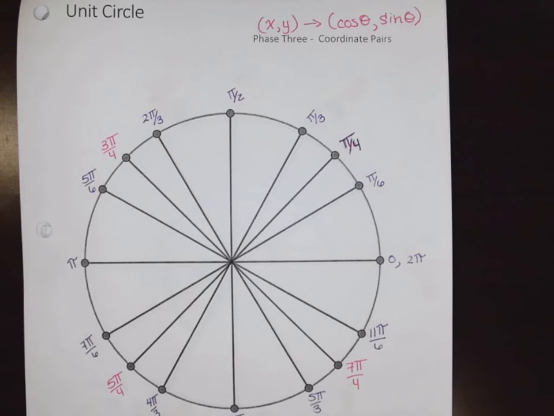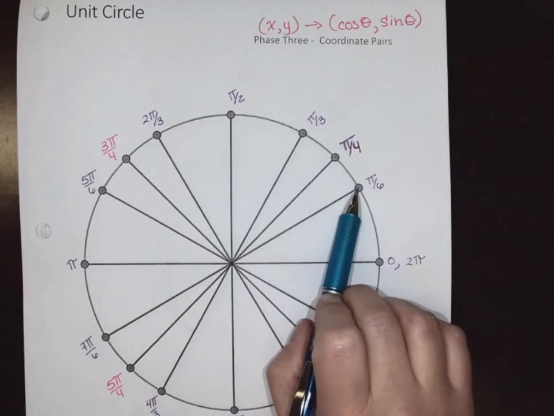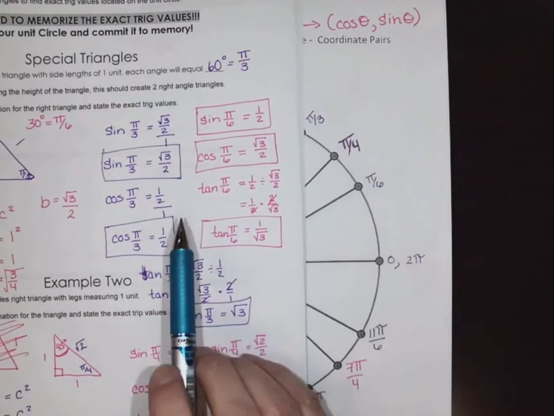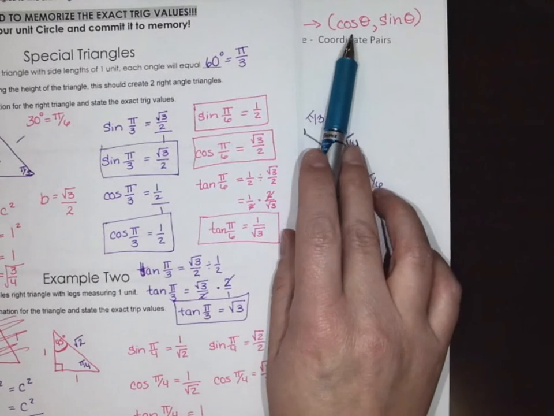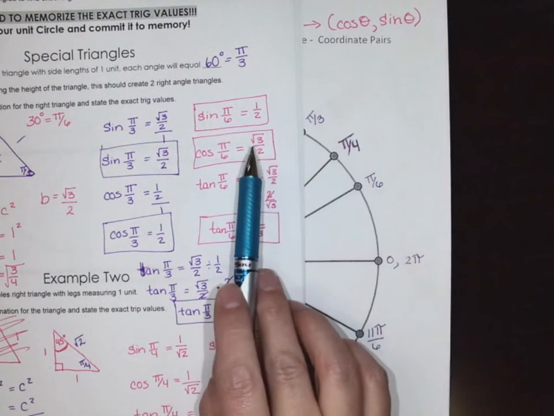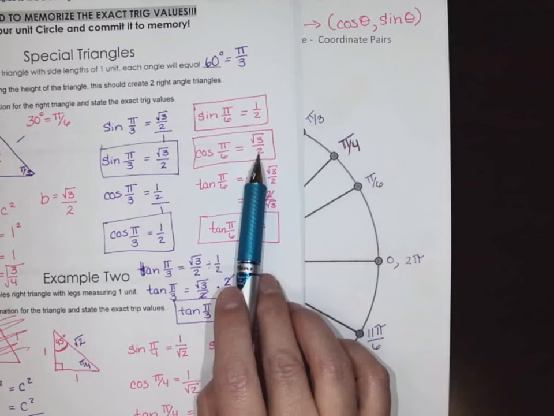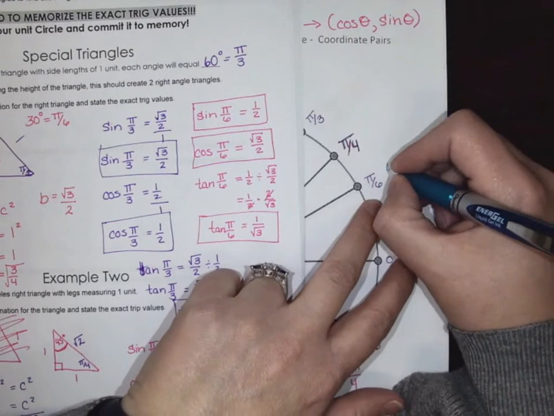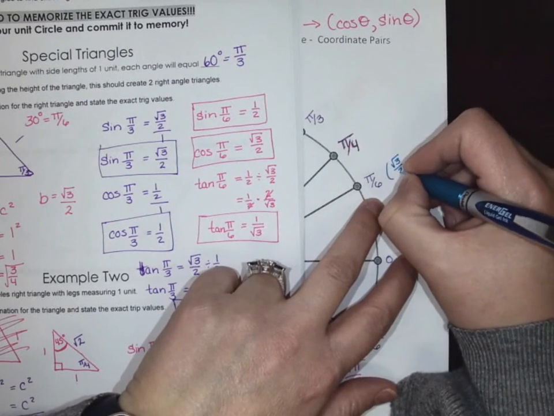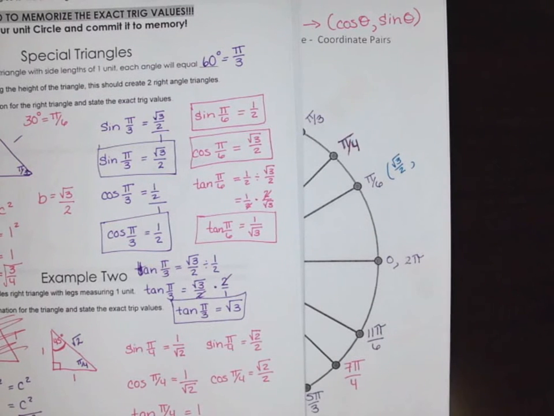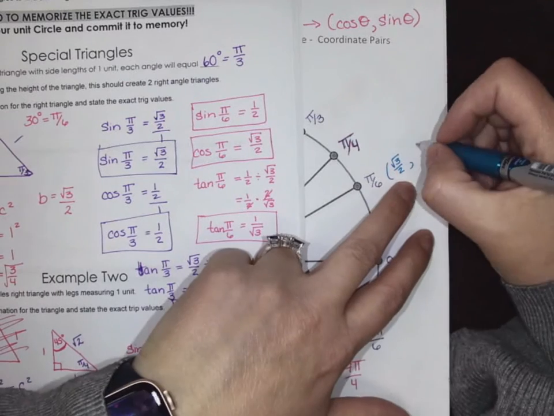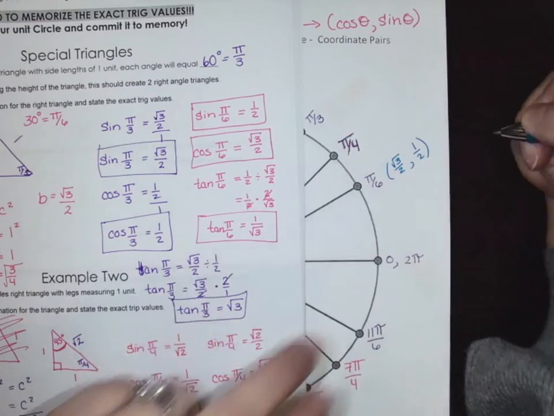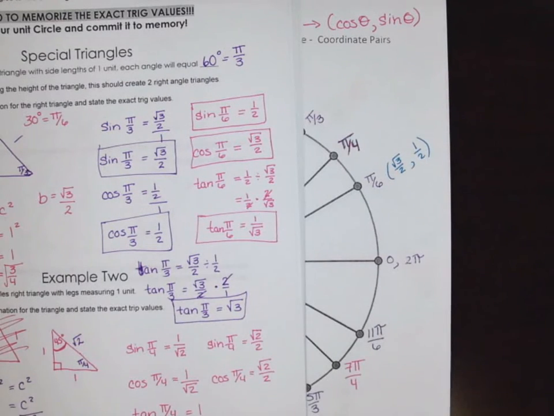We'll get through this. Okay, pi over 6. At pi over 6, what comes first? Cosine. So what's my coordinate of the first one? Root 3 over 2. So this is going to be root 3 over 2. And then sine comes next. So that's going to be 1/2. And is it okay if we do the 30s and 60s first, and then we'll go back and do the 45s? Just because the 30s and 60s are connected.